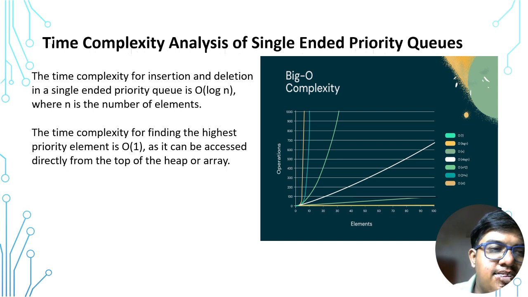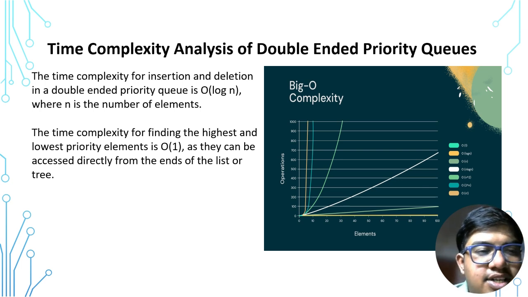Let's move on. Time complexity analysis of double-ended priority queues. The time complexity for insertion and deletion in a double-ended priority queue is again O(log n), where n is the number of elements. The time complexity for finding the highest and lowest priority element is O(1), as they can be accessed directly from the ends of the list or tree. Let's move on.